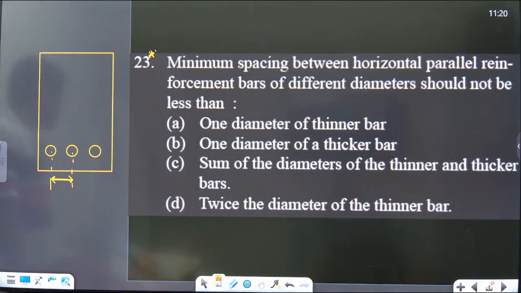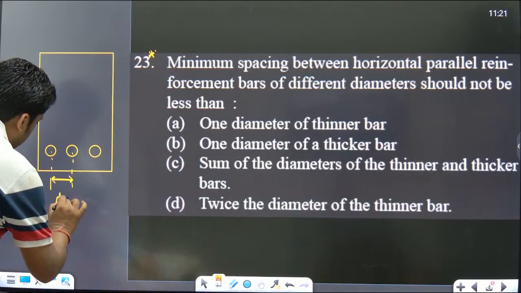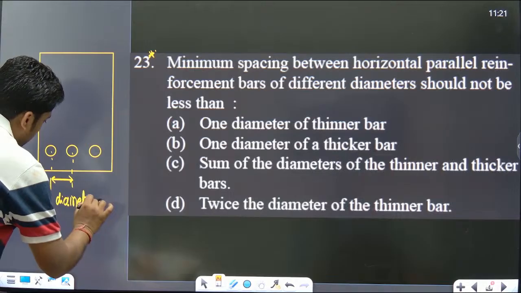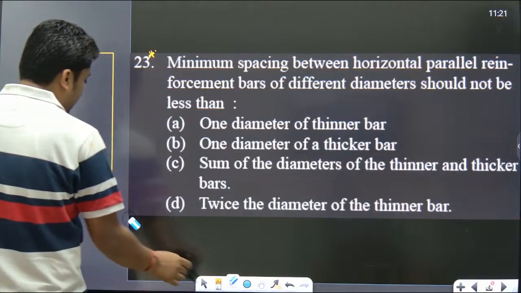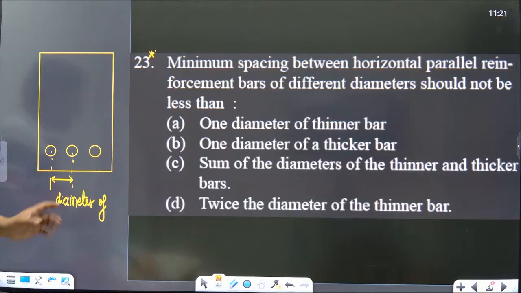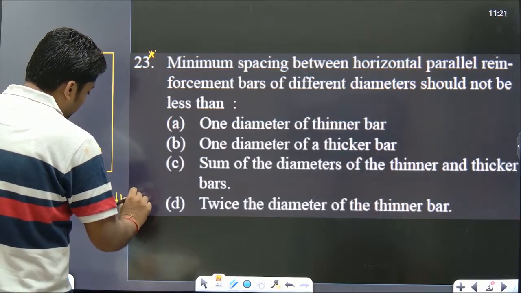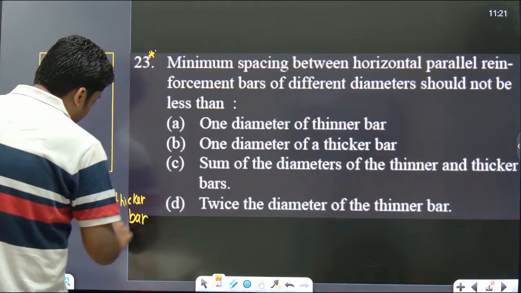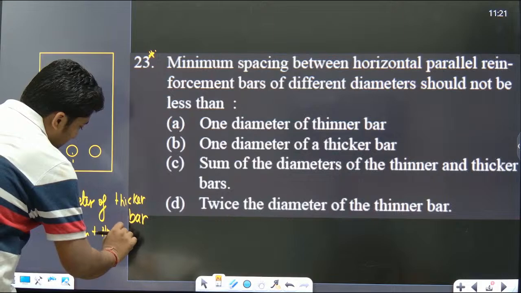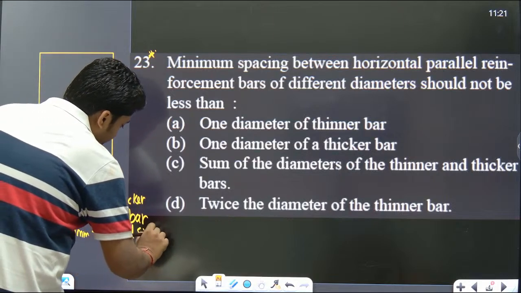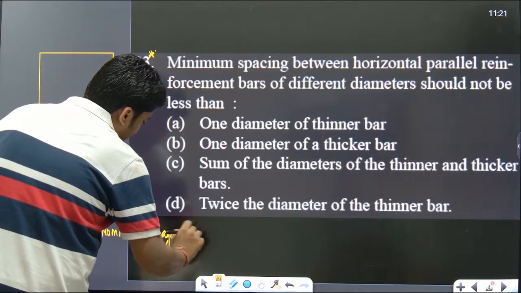there are three criteria. The first criterion is the diameter of the bar, the minimum spacing is the diameter of the bar or diameter of the thicker bar. If the bars are of equal diameter, diameter of bar. If the bars are of unequal diameter, diameter of thicker bar. As well as 5 mm more than the nominal size of aggregate.